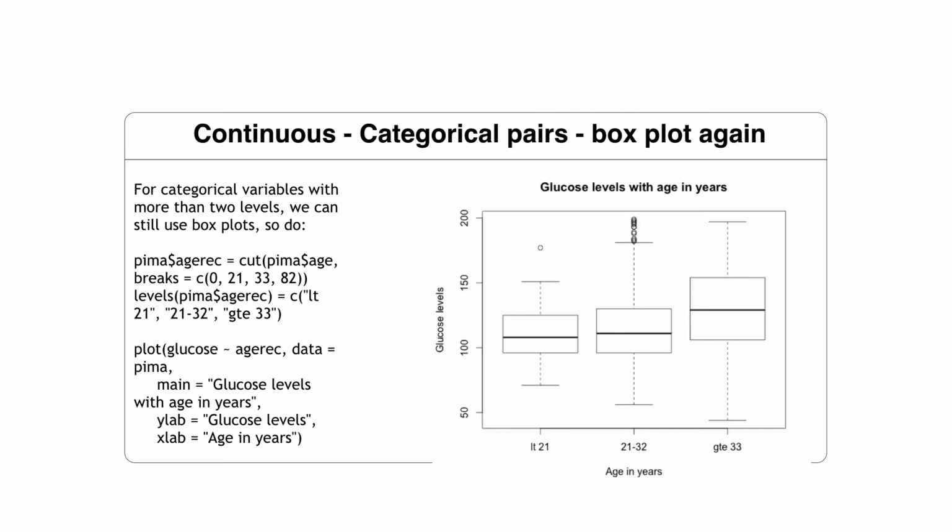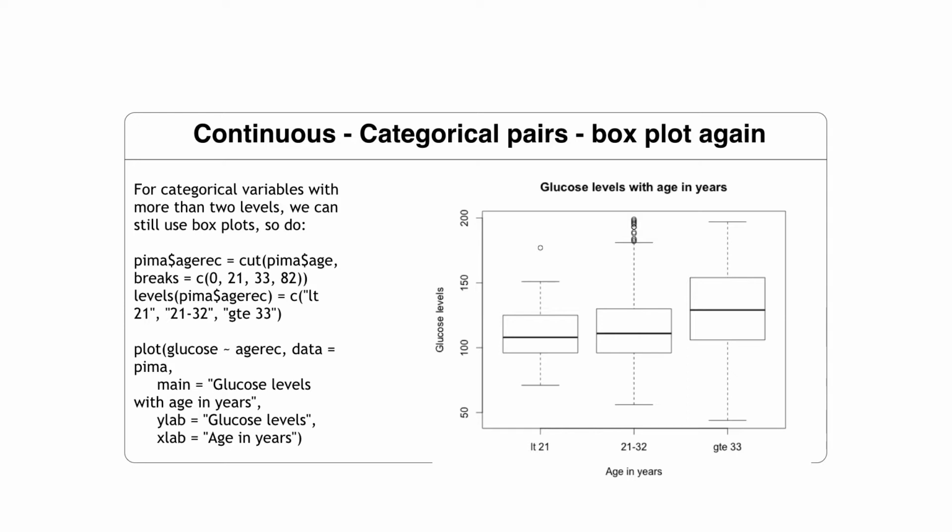Again, the order of the variable matters, right? In this particular case, we put the continuous variable first, and then the categorical variable next. So the continuous variable is glucose, we put it first. We put the categorical variable agerec next, then we specify the data, and then all the other bells and whistles.